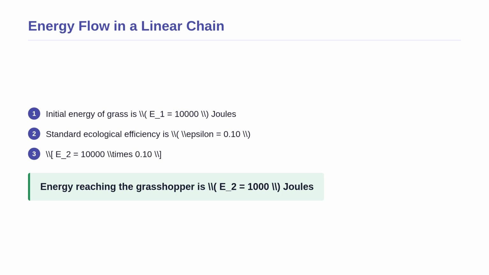We apply our formula, multiplying the initial 10,000 joules by the standard efficiency of 0.10. The result is that the grasshopper receives only 1,000 joules of usable energy. The other 9,000 joules were lost to the environment as heat.